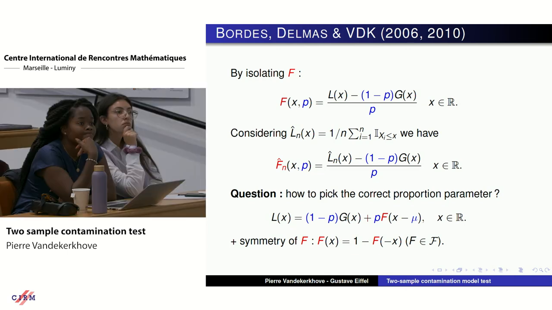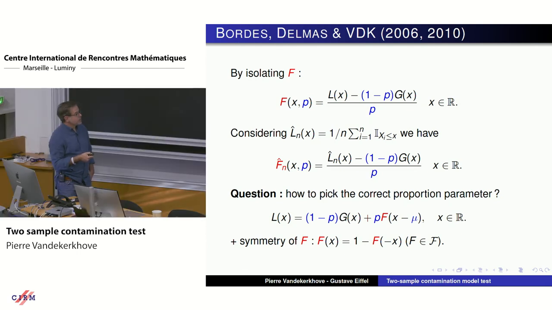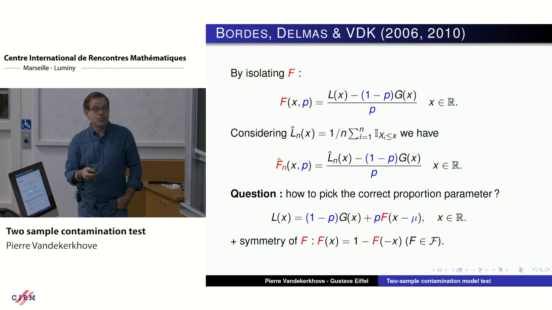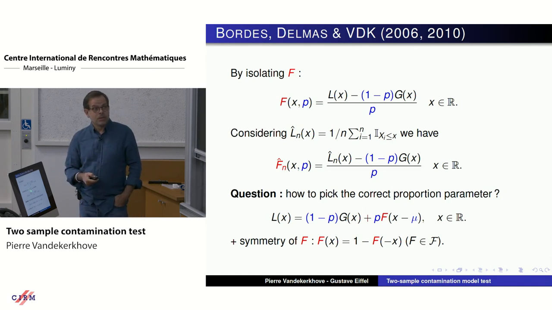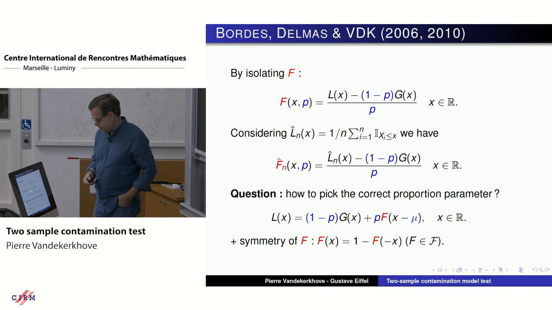To solve this problem, we introduced with my co-author, Laurent Bordes, in the Annals of Statistics in 2006, a model with more structure. We say that L is a mixture of one known component plus an unknown F, supposed to be symmetric and located at mu. The symmetry condition is that F of x is equal to 1 minus F of minus x. This plays a crucial role in our results, because it will help to pick the right proportion P, because we try to detect when we reach this condition.